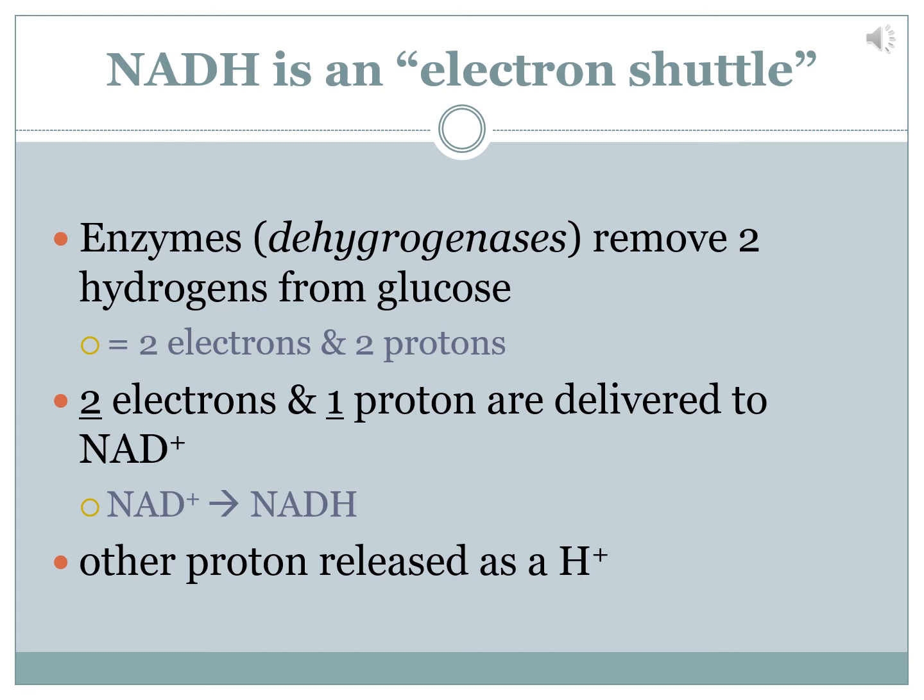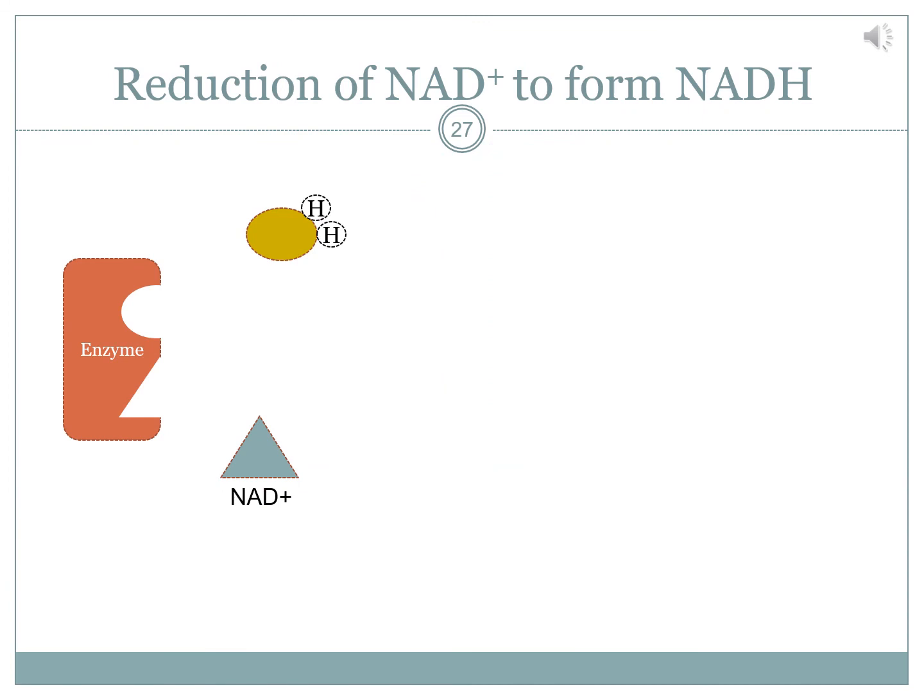The enzymes involved here are called dehydrogenases. They remove 2 hydrogens from glucose. Now remember, each hydrogen contains 1 electron and 1 proton. So if 2 hydrogens are removed from glucose, that is a total of 2 electrons and 2 protons removed. 2 electrons and 1 proton are delivered to NAD+, causing it to become NADH. The other proton is released as a hydrogen ion. Here again is the reduction of NAD+ to form NADH.